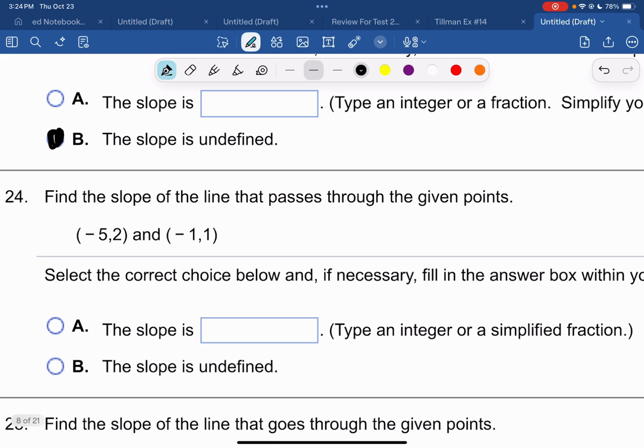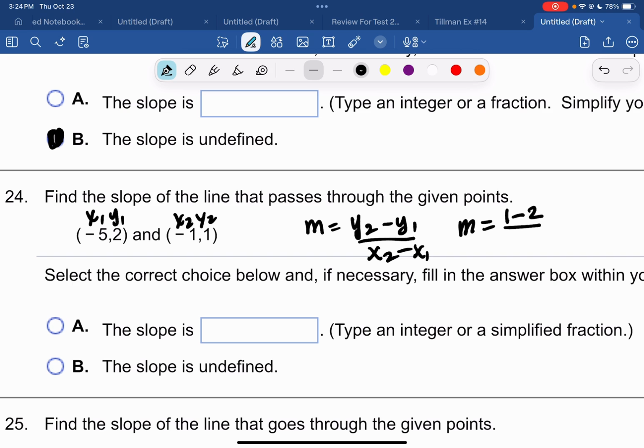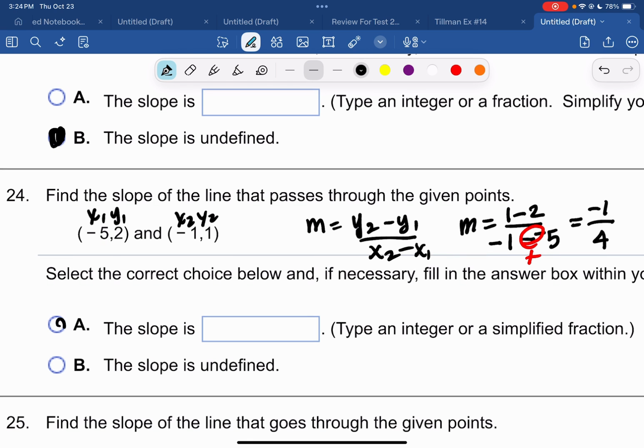So here we have a number 24. x1, y1, x2, y2. Slope is y sub 2 minus y sub 1 over x sub 2 minus x sub 1. So slope is 1 minus 2 over negative 1 minus negative 5. That's negative 1. And look, we got a double negative here. That makes a plus. So that's negative 1 plus 5, which is 4. My slope is negative 1/4.